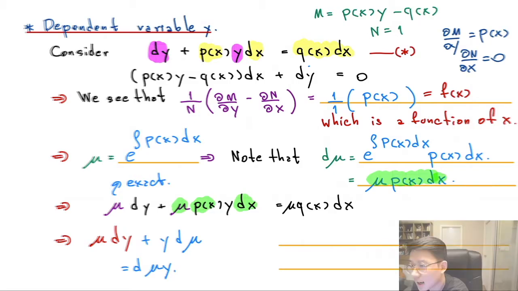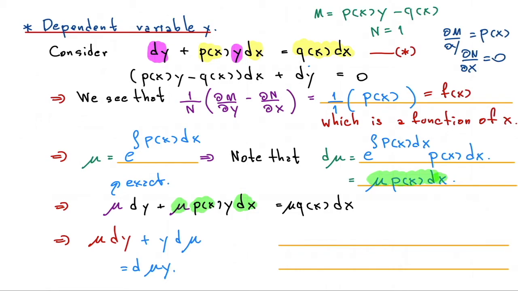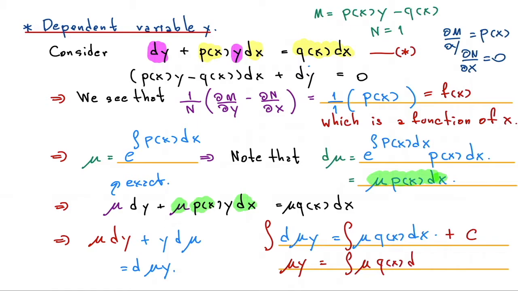So I have that d(μy) = μ q(x) dx. So the solution would be, you just integrate this equation and then you plus c. So you have that μy equals the integral of μ q(x) dx plus c. And once you integrate this function, it's all done.